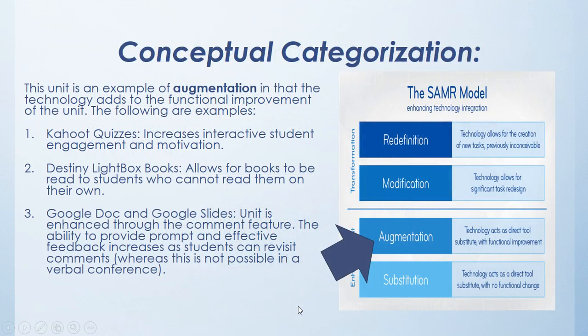This unit is an example of augmentation, and that it adds to the functional improvement of the unit. The Kahoot quizzes increase student motivation. The Destiny Lightbot books allow for books to be read to students who cannot read them on their own. The Google Doc and Google Slides is enhanced through the comment feature. The ability to provide prompt and effective feedback increases as students can revisit comments, whereas this is not possible in a verbal conference.